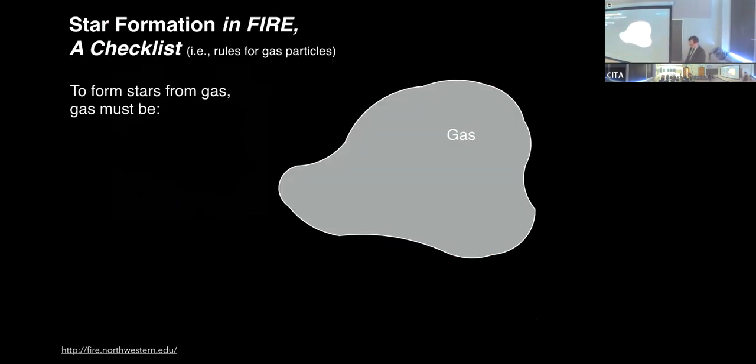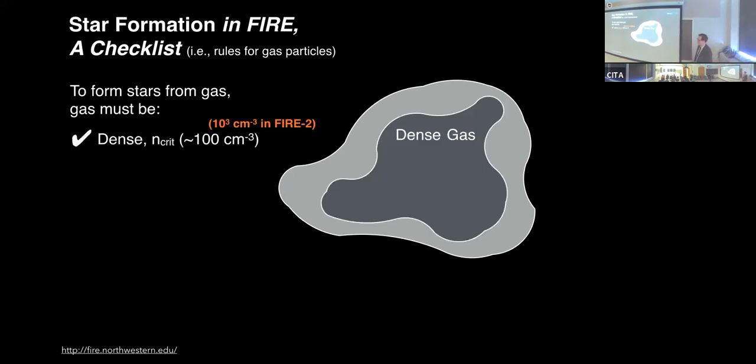So within FIRE, or really any simulation with star formation, you have to pick some set of rules for how you're going to turn gas elements, particles, into stars. So in FIRE, the checklist goes: you have gas. Well, it has to be gas. It has to be dense. In FIRE 1, it was 100 per cc. In FIRE 2, the fiducial density threshold ended up being 1,000 per cc, and this really was a consequence of our resolution. Here, we're able to resolve a few thousand per cc, so we're down to 1,000.